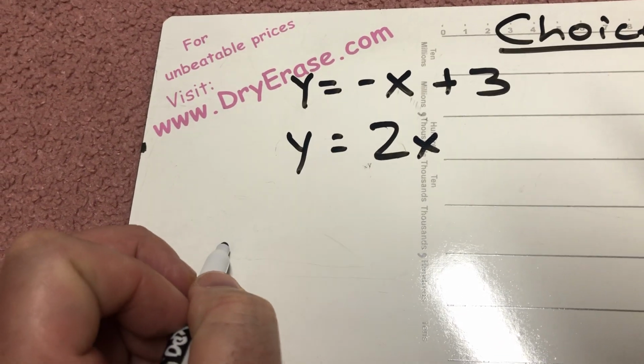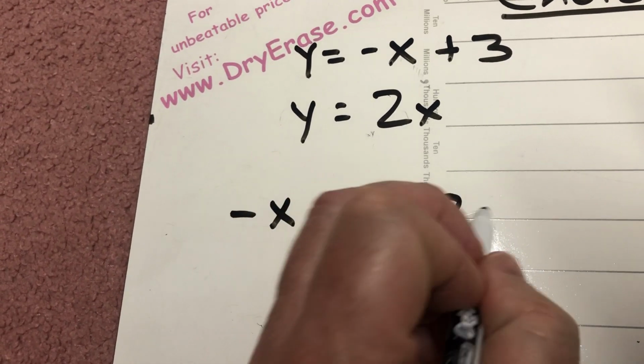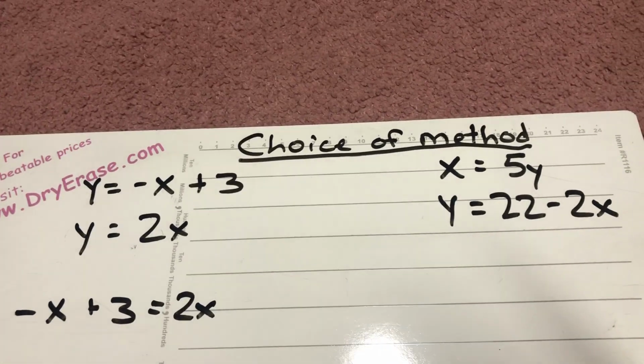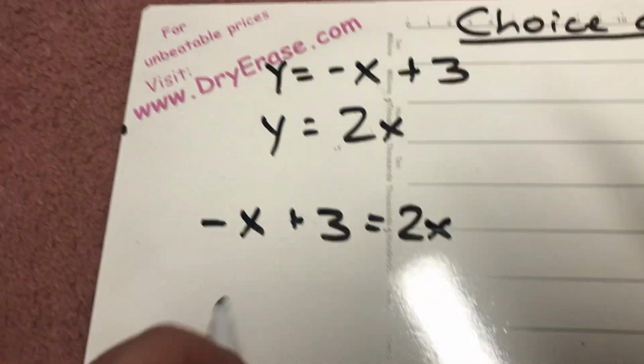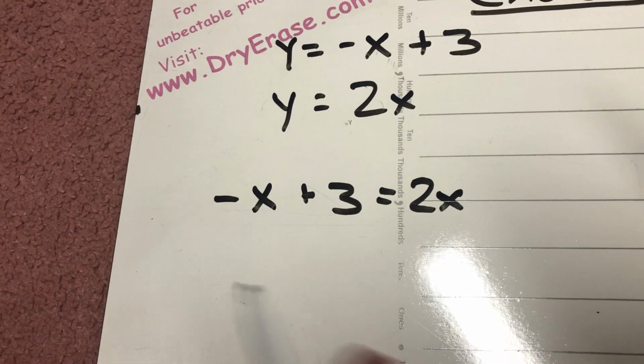and I like these because this is kind of review from what we've done. I can just set it up as -x plus 3 equals 2x. So the second part of your directions is going to say choose which way you want to solve it. So here's one, they're already both in slope-intercept form, so it's best just to go ahead and make them equal.